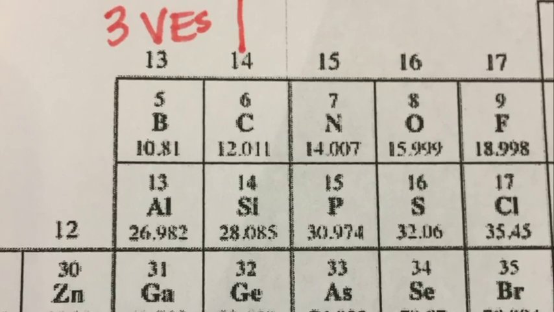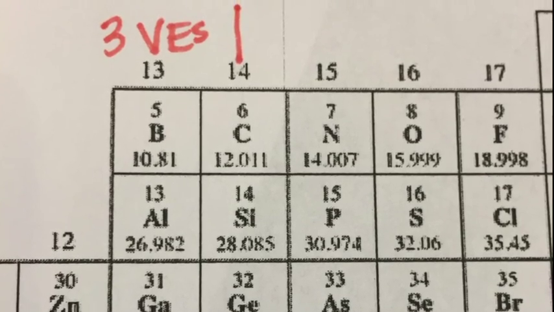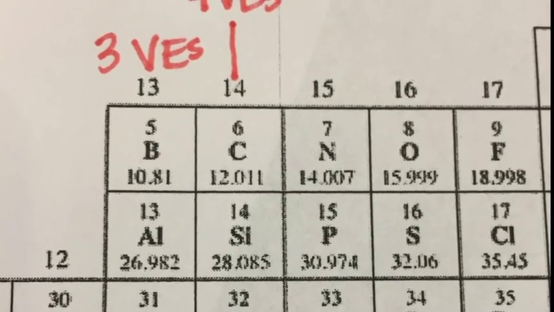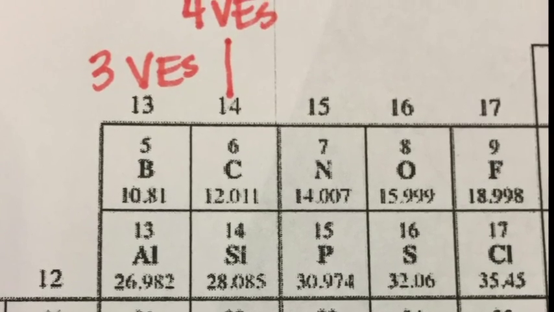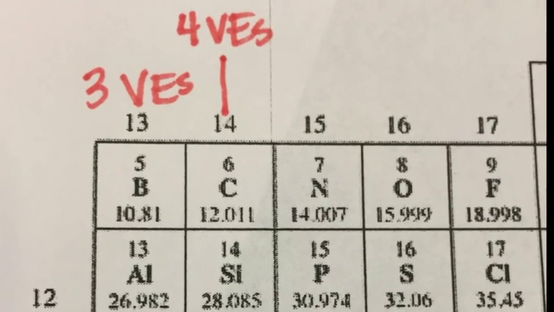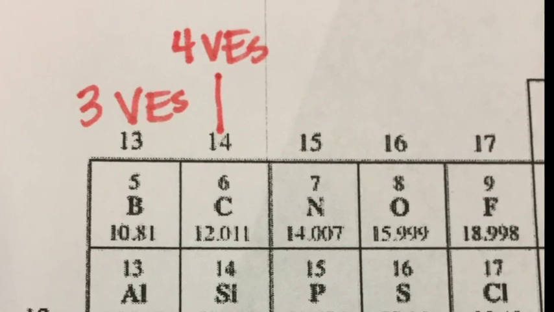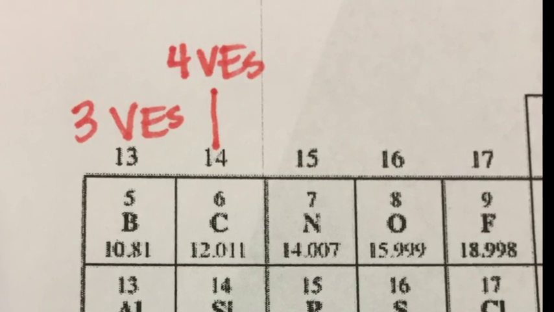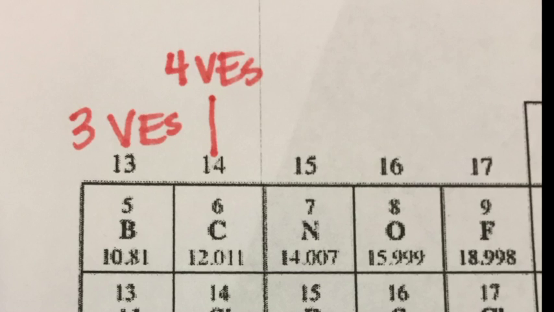So if we were to go through all of group 14 and draw out all of the Bohr models, we would find that everything in that 14th column has 4 valence electrons. So just like group 13, we can ignore the 1, and it's got 4 valence electrons.